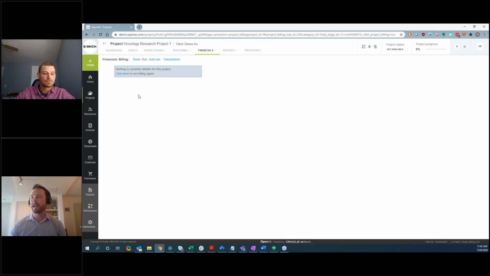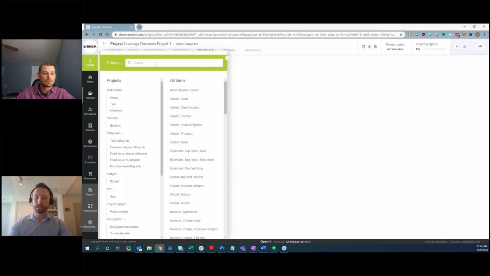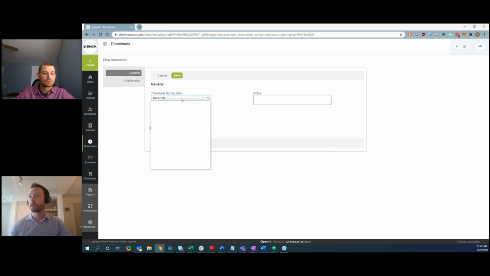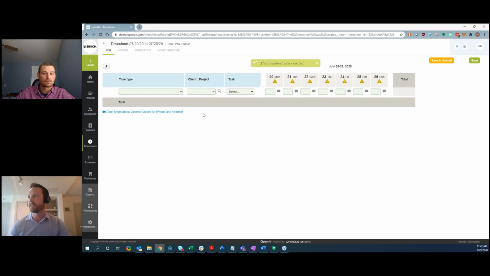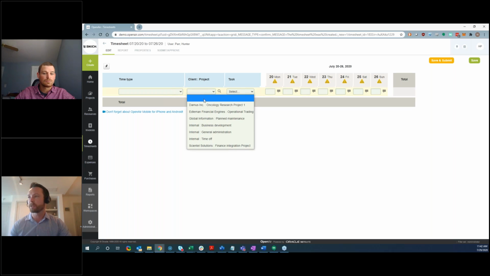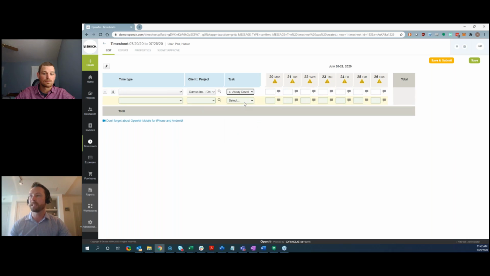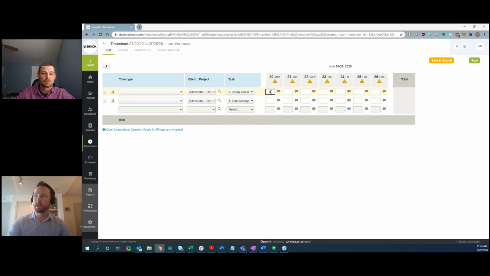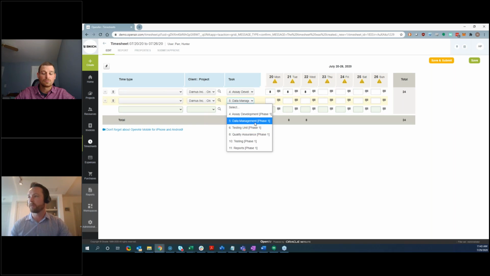So how do I tie my cost and work into this billing? Well, I'm going to create a timesheet against this project. I'll choose my start date, and I'll put it in the past just to make sure that we don't accidentally try to tell the system to bill something that hasn't happened yet. And then on this timesheet screen, I'll choose that oncology project, and I'm going to fill out my time as if I was filling out my work week. So maybe I spent Monday, Tuesday, Wednesday, assay development, and then I spent the rest of my week maybe doing some data management to get 40 total hours.